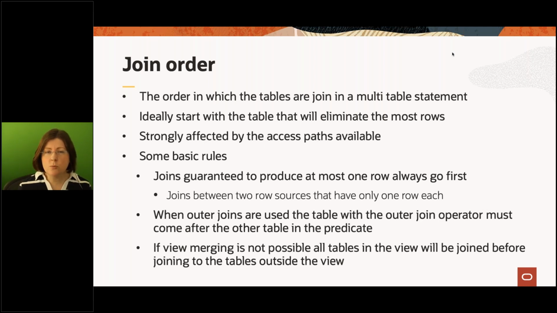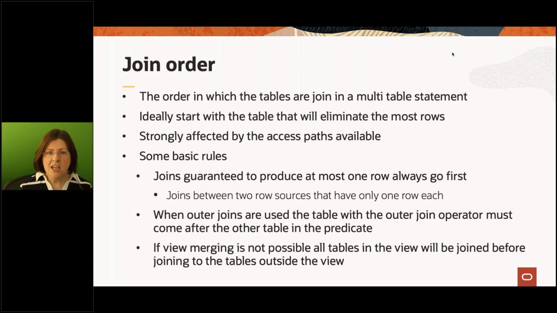But if for some reason we can't do that view merging, perhaps because you supply a no merge hint or because of just the way the query is written, then we need to build the final result of that view first. So join all the tables in the view first, and then join that result set to the remaining tables in your query. So just bear in mind that views can also dictate the join order that we may use.